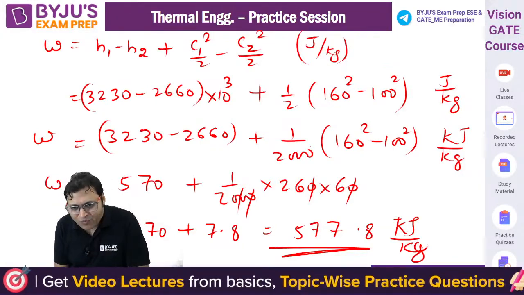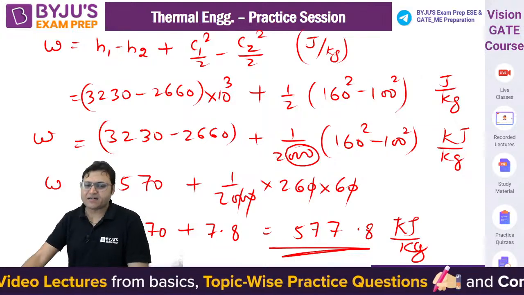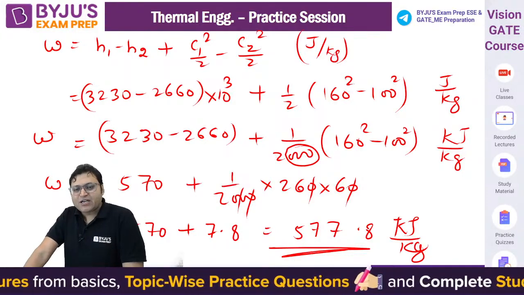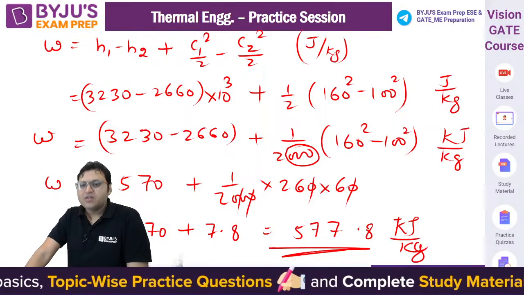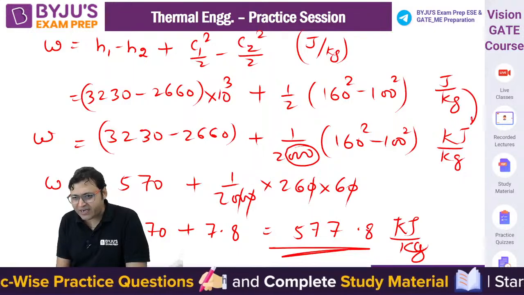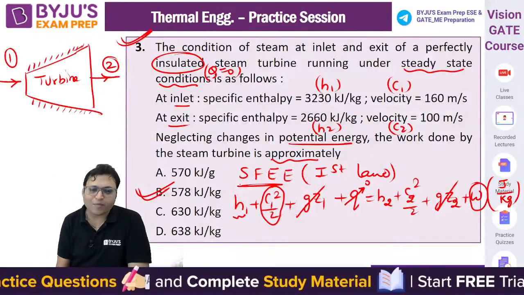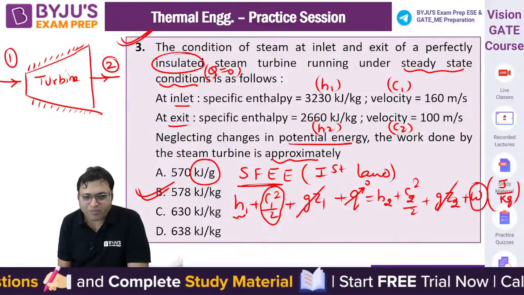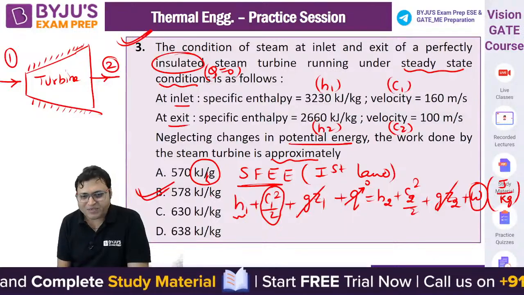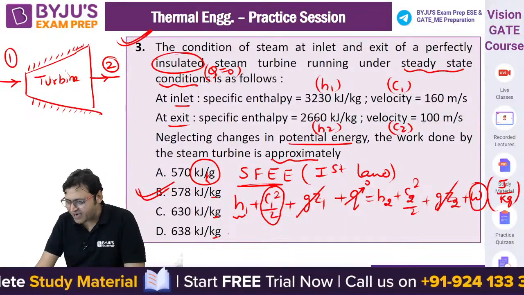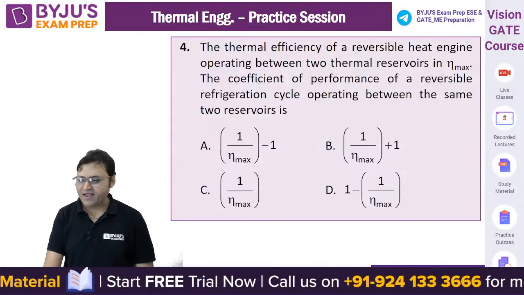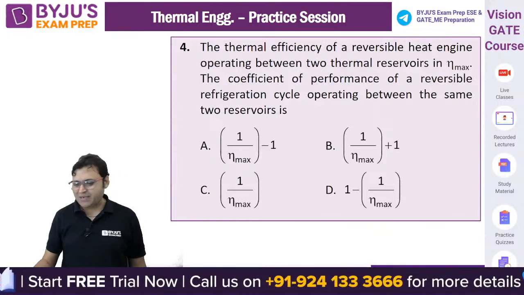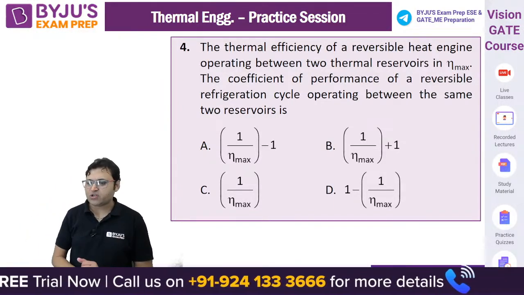Why have I divided by 1000 here? Why have I taken 2000 instead of 2? Because we want to convert it into kilojoule per kg. Our options are in kilojoule per kg, right? All right then, let us proceed further. Very, very simple question, I will not be going to solve this one.